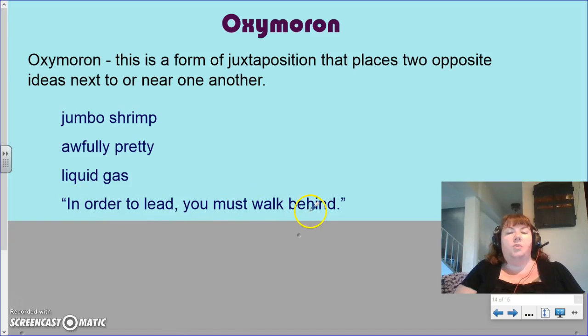In order to lead, you must walk behind. So it's talking about this idea of leading, but it's also talking about walking behind. Because a leader normally is in the front of the line. But in actuality, it's saying that better leaders started out as followers, or understand followers, or are part of the group that they're actually leading. It shows that they're better. So when we look back at the King's speech where he's trying to be one of his people, he's actually walking behind and showing that aspect. So that is oxymoron.